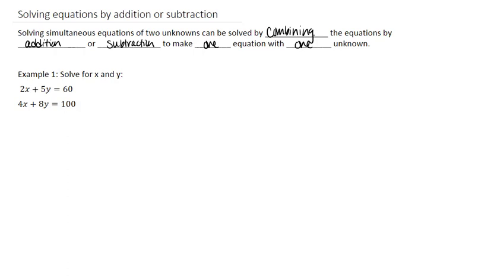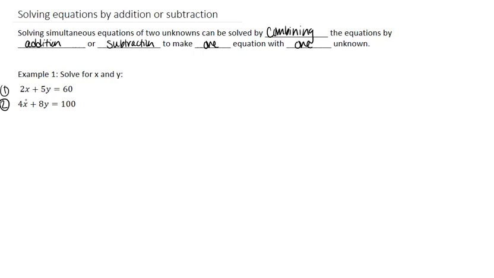Now let's solve the following for x and y. So we have two equations with two unknowns. We can't solve until we have one equation with one unknown. So in order to do this, we're going to be adding these two together so that either x or y is 0, and we're left with just the other unknown and a number to solve for that unknown.